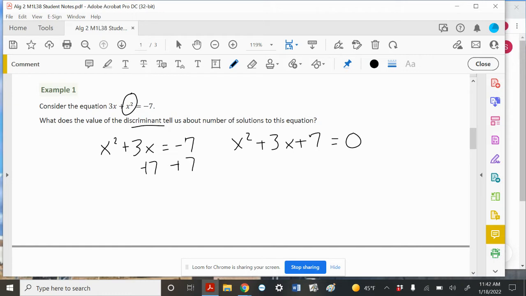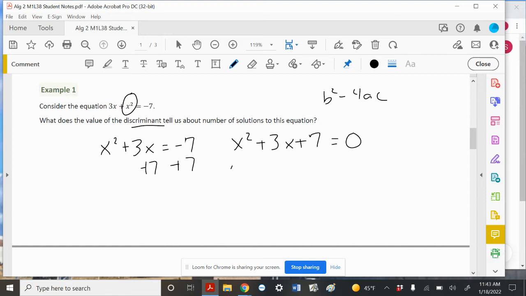Now what I do is I check the discriminant. So remember, the discriminant was b squared minus 4ac. So we have a equals 1, b equals 3, c equals 7. I didn't write those down. I'm going to get you used to doing it on your own and writing that down. And I'm just going to plug them in as we go.